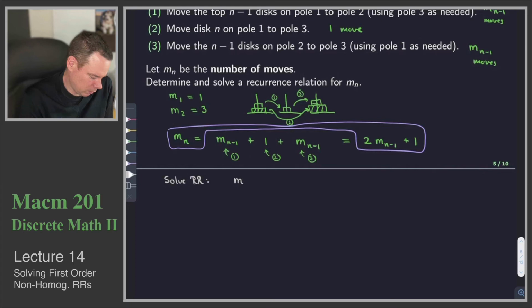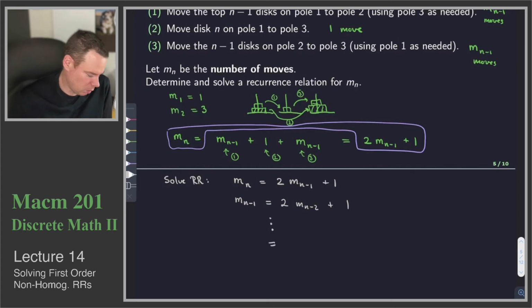So we'll do it like we've done in the previous examples. M sub n is equal to 2 m sub n minus 1 plus 1. What is m sub n minus 1 equal to? Well, that's equal to 2 m sub n minus 2 plus 1. But remember, our goal is to sum these things up, because that's going to be our technique for solving them. And in order to sum them up, I'd like this term to cancel with this term, which means I need a 2 in front. So I'll multiply the second equation by 2.